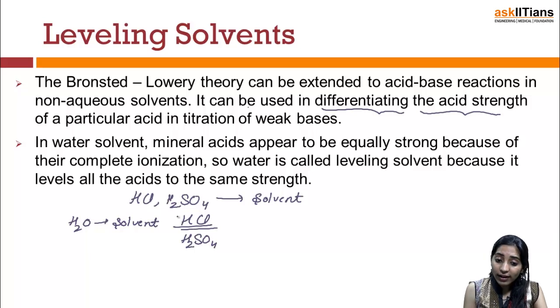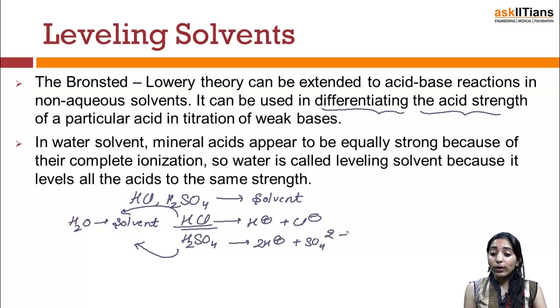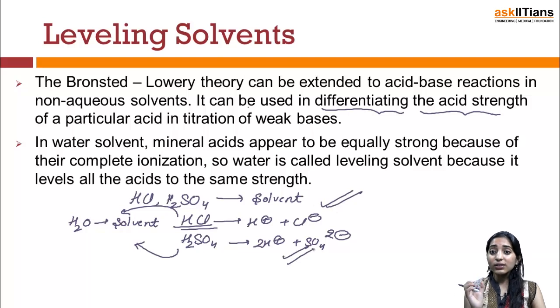If you dissolve HCl in water, or if you dissolve H2SO4 in water, you will get H positive and Cl minus, and here you will get 2H positive and SO4 2 minus. So water is called a leveling solvent because if you dissolve the two acids in water, they come to the same level: this will behave as a strong acid and this will also behave as a strong acid. This is the concept of leveling solvents.